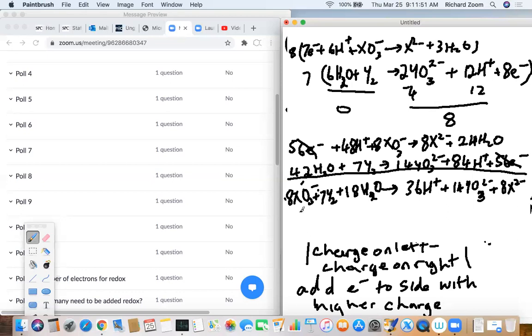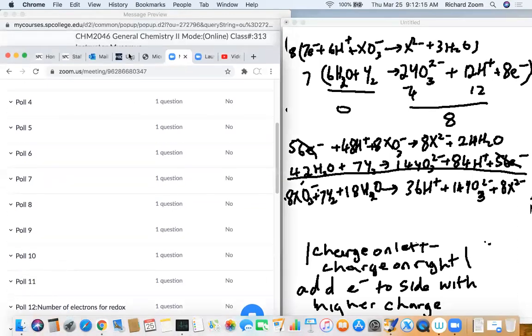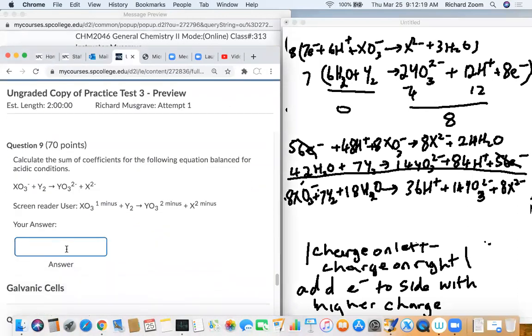Then the sum of coefficients would be 8 plus 7 is 15, plus 18 is 33, plus 36 is 69, plus 14 is 83, plus 8 is 91. So the answer there would be 91. And that's what I would put as the answer to the quiz. It's not multiple choice, but you are expected to put in an answer. So that's what you put in the box would be 91.